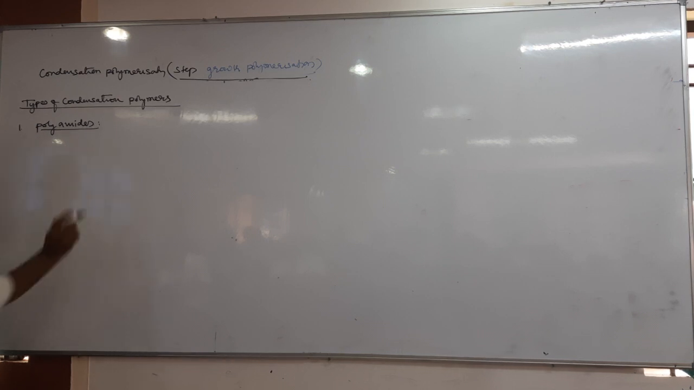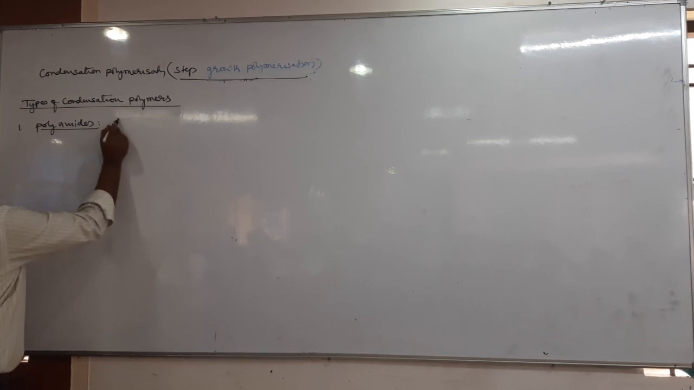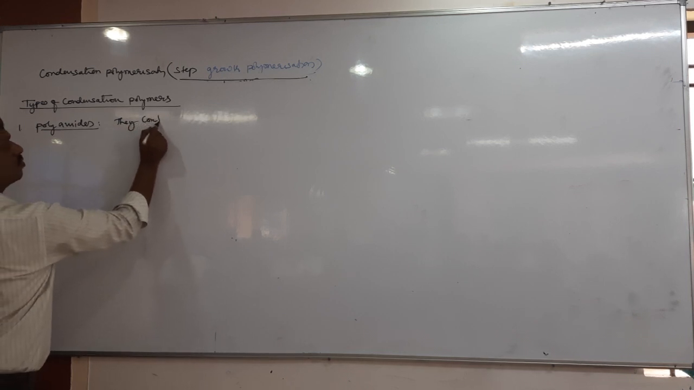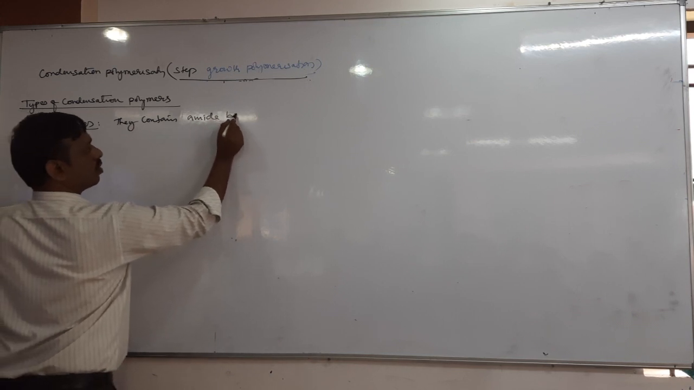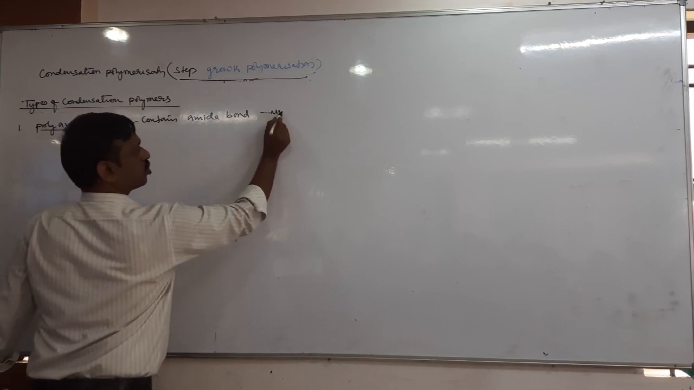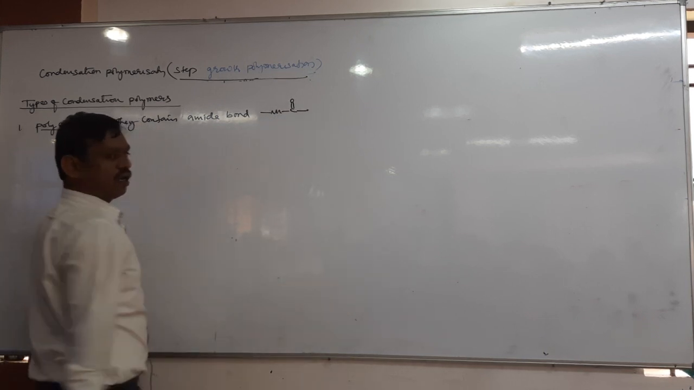Polyamides. Can you tell me what are polyamides? These are the polymers having amide bond. How is the amide bond formed? Amide bond is formed between amine group and carboxyl group, no? So therefore, polyamides contain amide bond, that is NH, C double bond O, which is called amide bond.